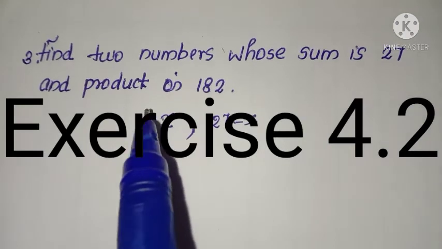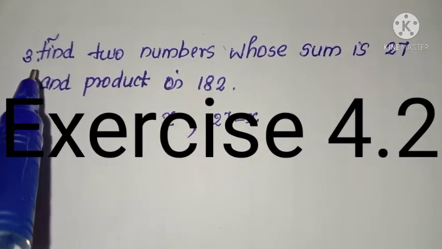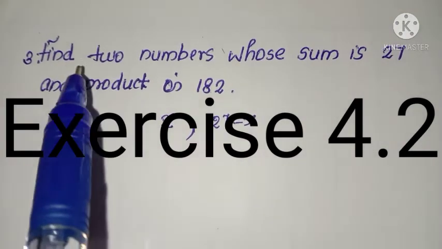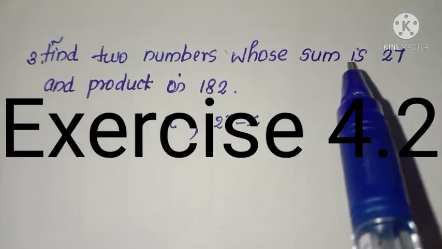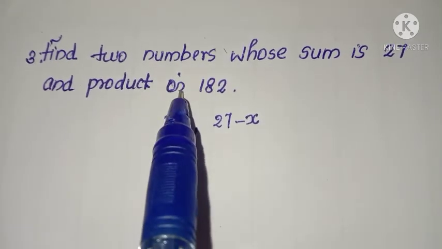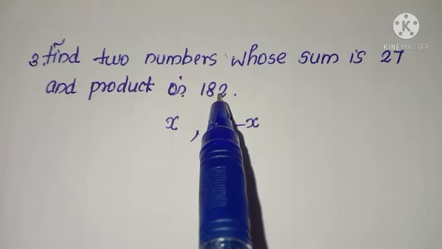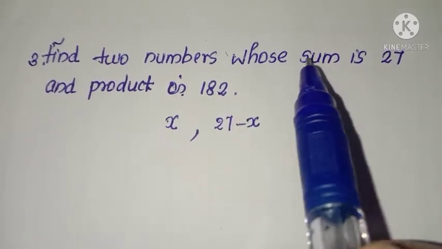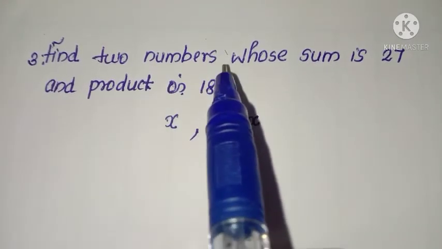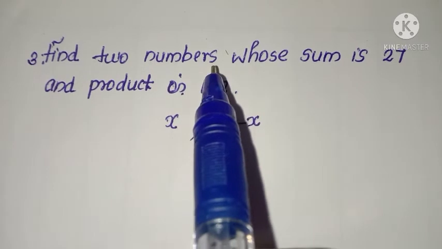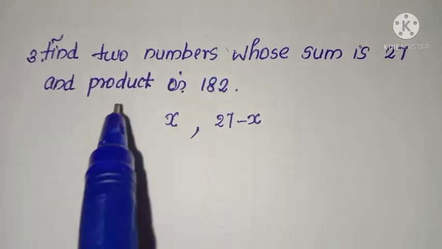Let's see the word problems. Question number 3. Find two numbers whose sum is 27 and product is 182. Listen, here a situation is given. We want to change this situation into quadratic equations and then find its roots.